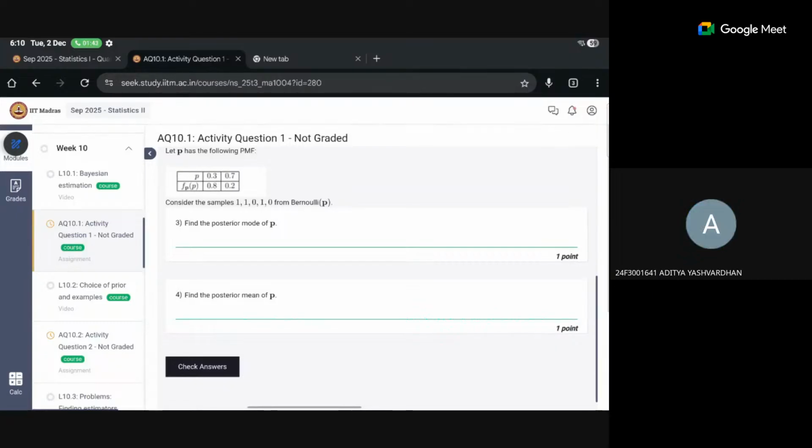And question number 3, the answer is 0.3. Okay. And question number 4, the answer is 0.41. Okay. What about the others? Right now I'm not checking the answer, but I need the majority of the answers.